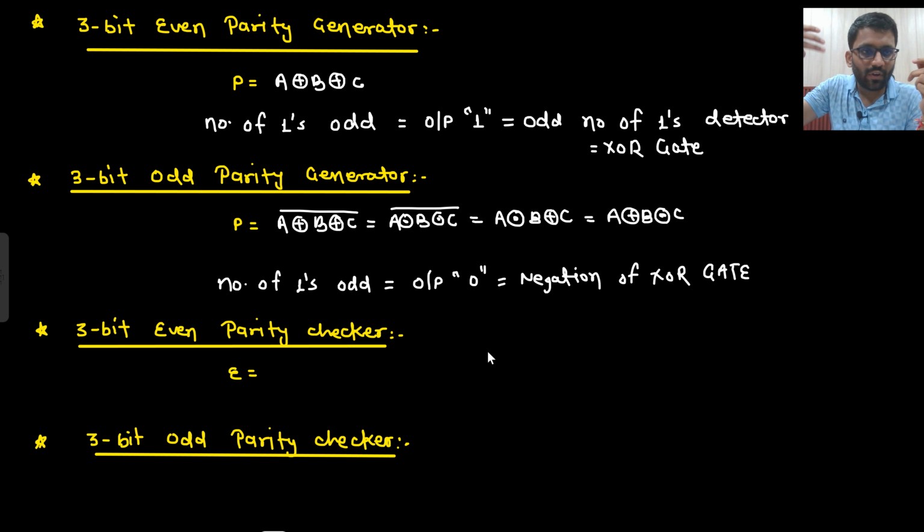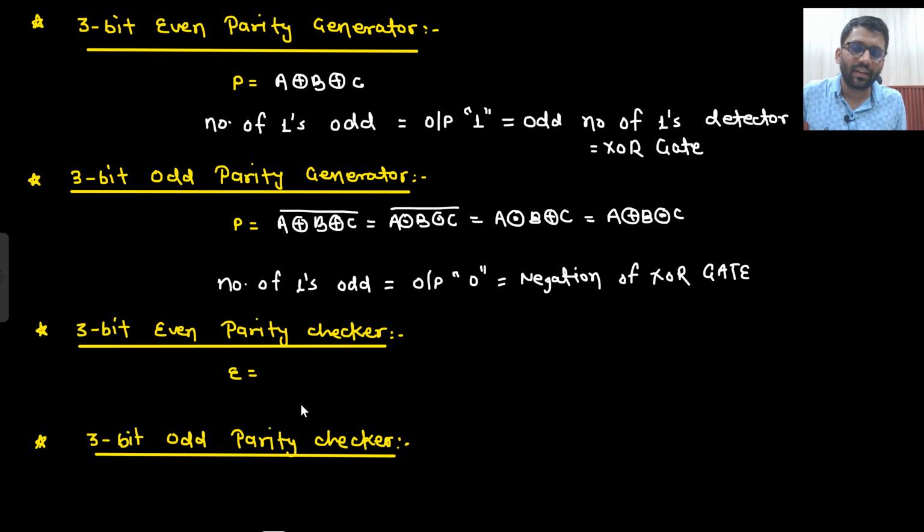If the number of ones at the input side is odd, then error will be 1. That means it is an odd number of ones detector. If the number of ones is odd, then error will be 1, because it is an even parity checker. It needs the number of ones to be even, but if the number of ones is odd, it will give output as 1.